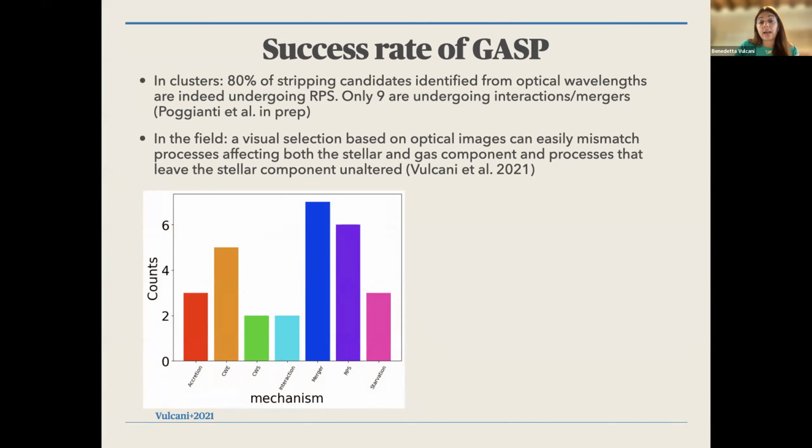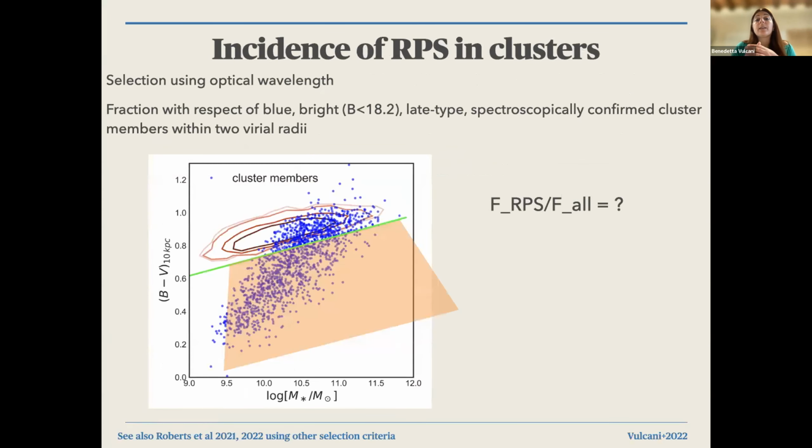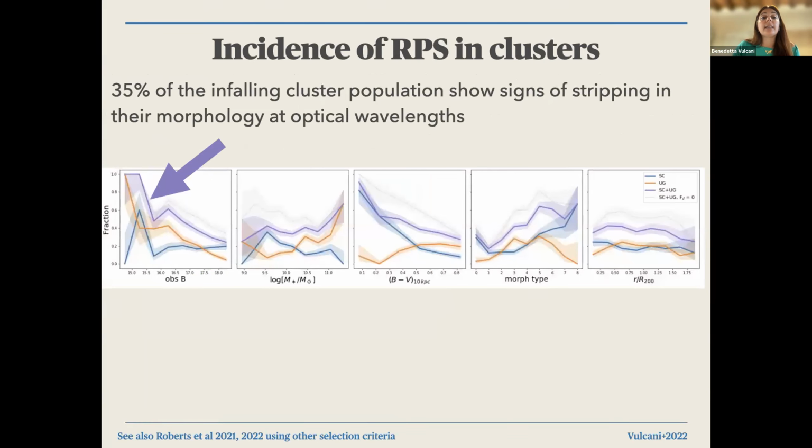Since we know that the success rate of GASP in clusters is very high, we can also try to give an estimate of how many galaxies in the universe, in the local universe at least, go through a ram pressure stripping phase. So we can try to quantify the incidence of ram pressure stripping in clusters by comparing the stripping candidates of the Poggianti et al. 2016 catalog, which includes all the possible candidates, with the undisturbed galaxies that are in clusters. We just take the fraction of the ram pressure stripping candidates with respect to blue galaxies that are bright, late type, are cluster members, and are within 2 virial radii. And what we find is that 30% of the infalling cluster population shows signs of stripping.